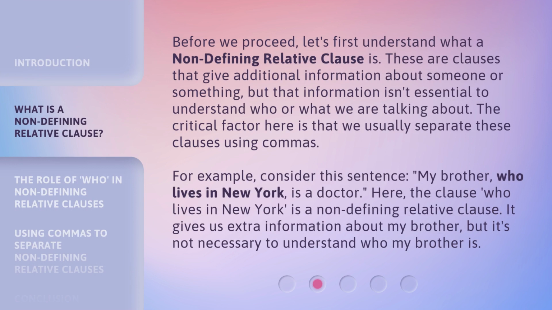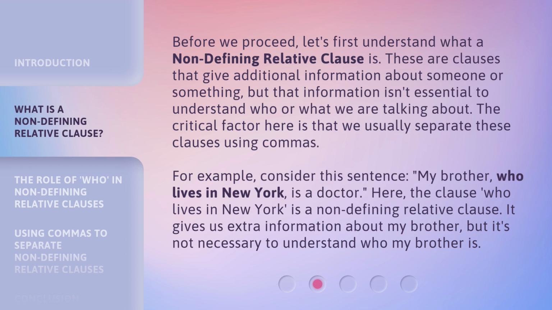Before we proceed, let's first understand what a non-defining relative clause is. These are clauses that give additional information about someone or something, but that information isn't essential to understand who or what we are talking about. The critical factor here is that we usually separate these clauses using commas.